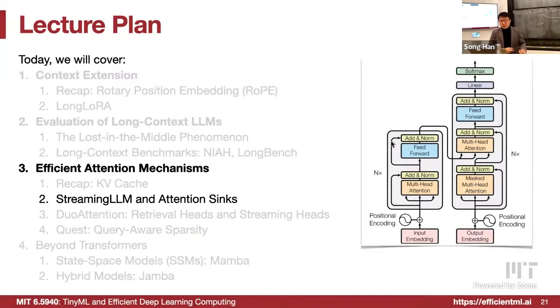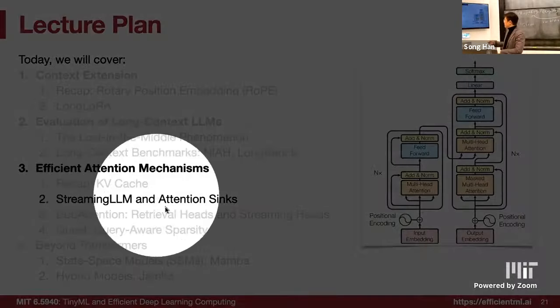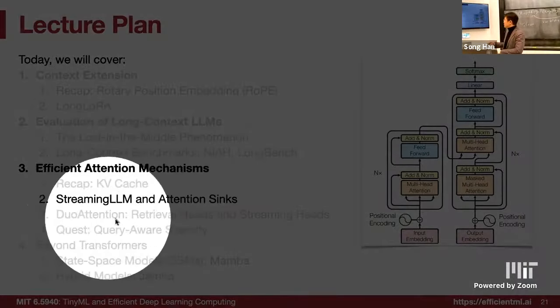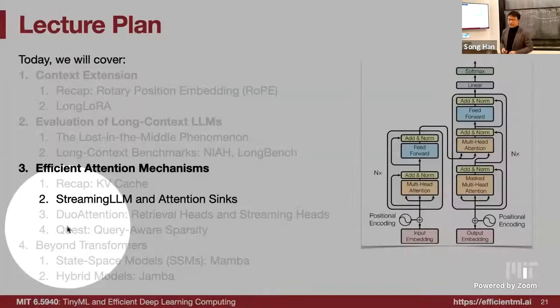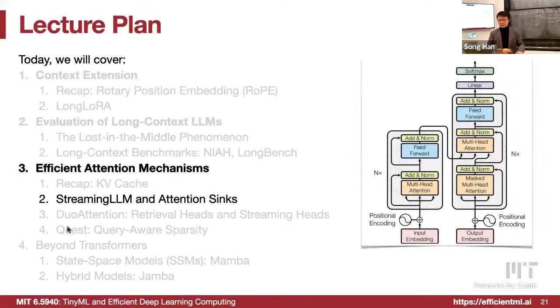So we'll introduce 3 techniques to solve this problem of large KV cache size. Well, the first technique is StreamingLLM and attention sink. The second technique is DuoAttention. The third technique is Quest, query-aware sparsity.